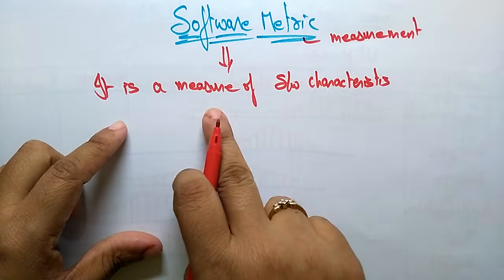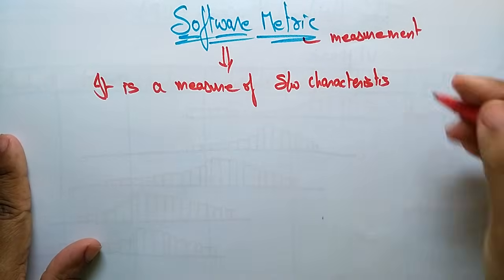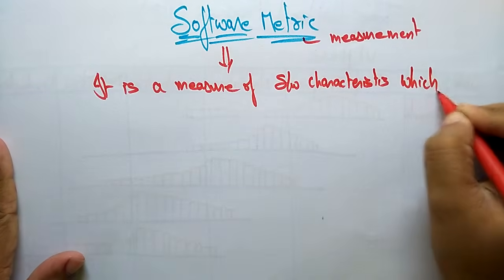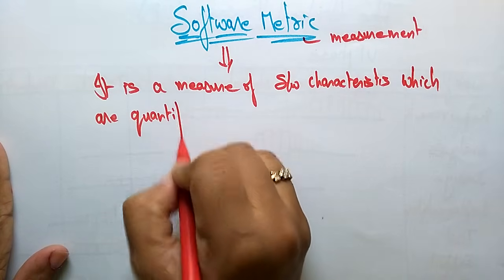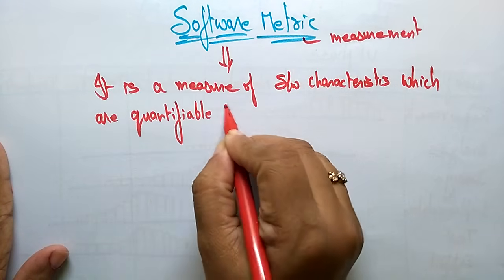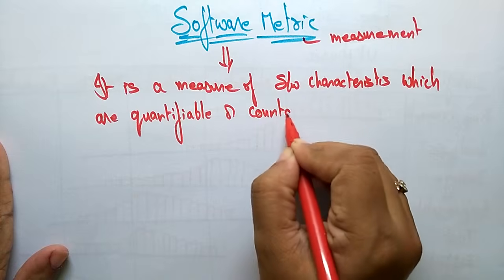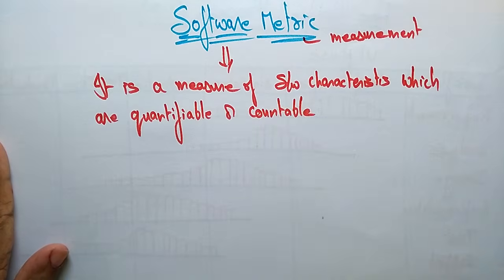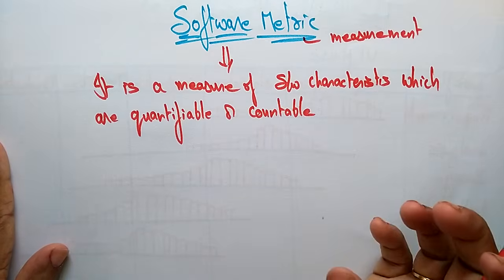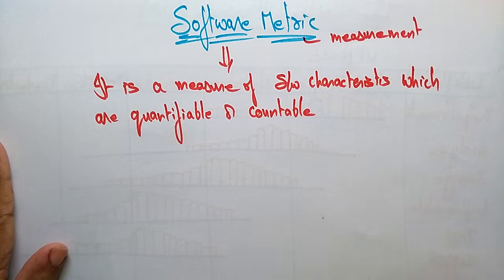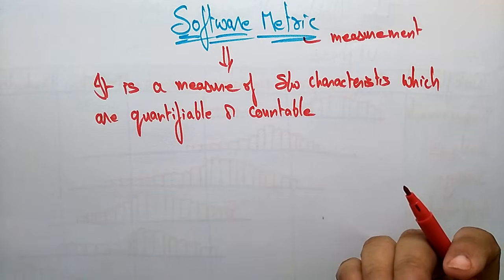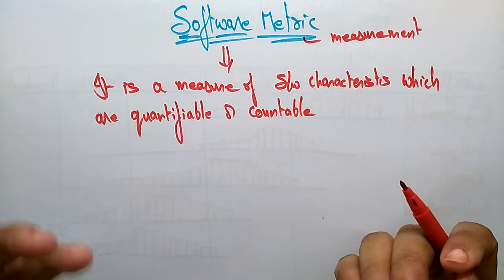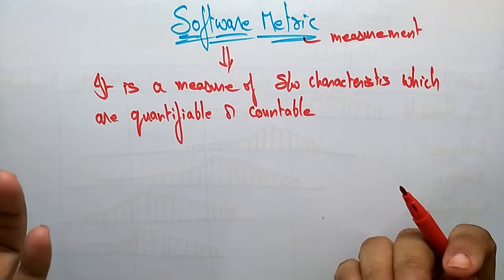A software metric is a measure of software characteristics which are quantifiable or countable. So we have to measure only the quantifiable and countable things that are present in the software. If you are using some resource to develop a software, you have to calculate those items also. That comes under the software metric.